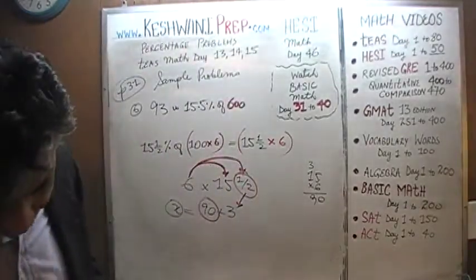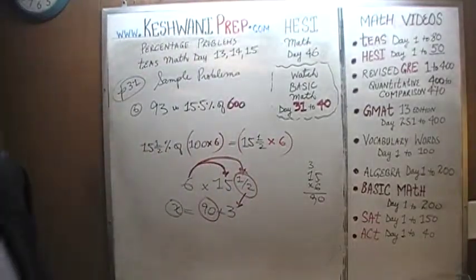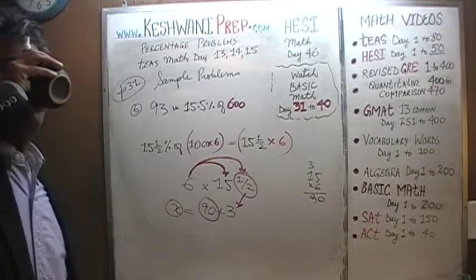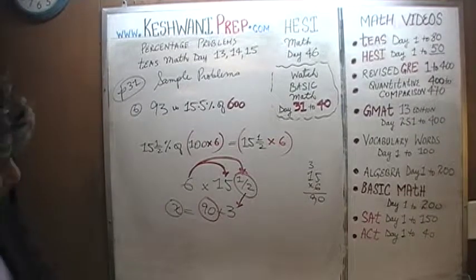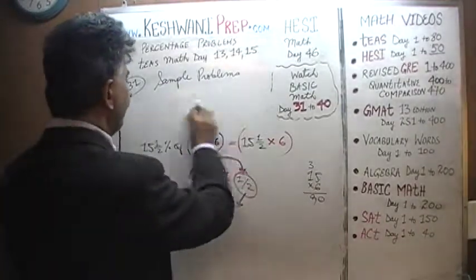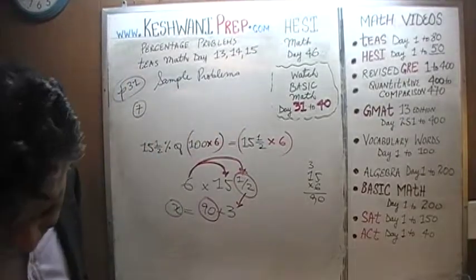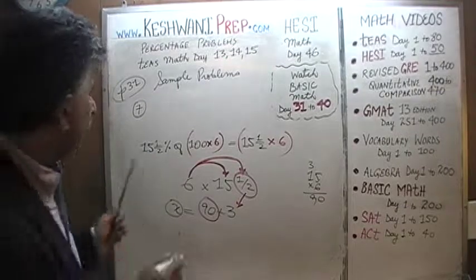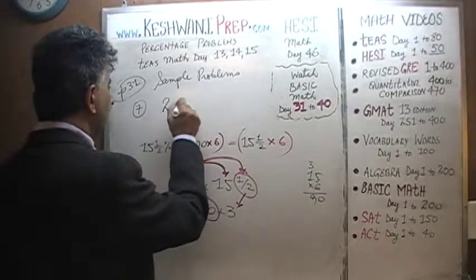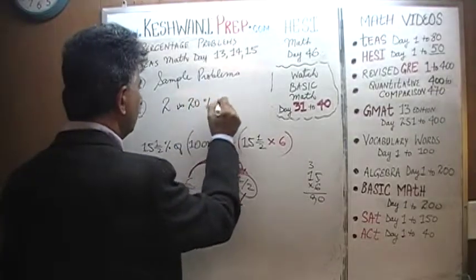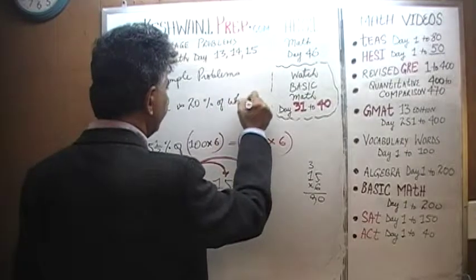Let's do one more, shall we? Number 7. Number 7 is asking us, 2 is 20% of what?